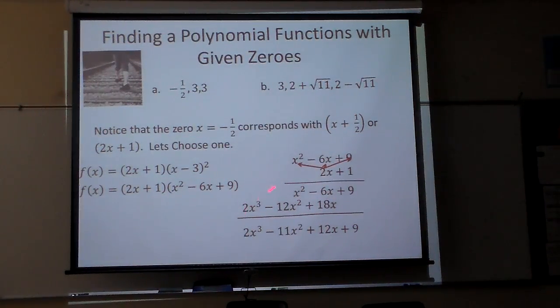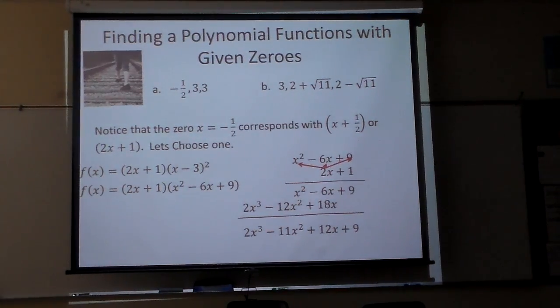Oh, this 2x cubed comes from 2x times x squared. 2x times negative 6x makes negative 12x squared, and 2x times 9 makes 18x. And then you add these together to make those. Negative 12, and that's a 1 plus 1 makes negative 11. And you can see the other numbers straight up and down. There's nothing to add to them. So that would be the answer to problem A.